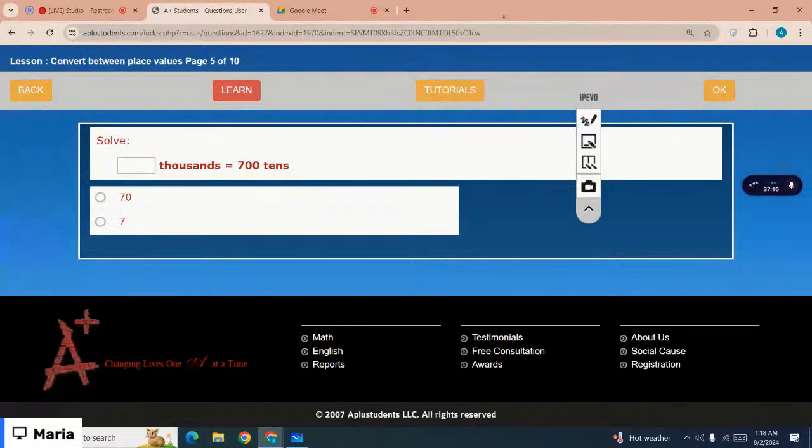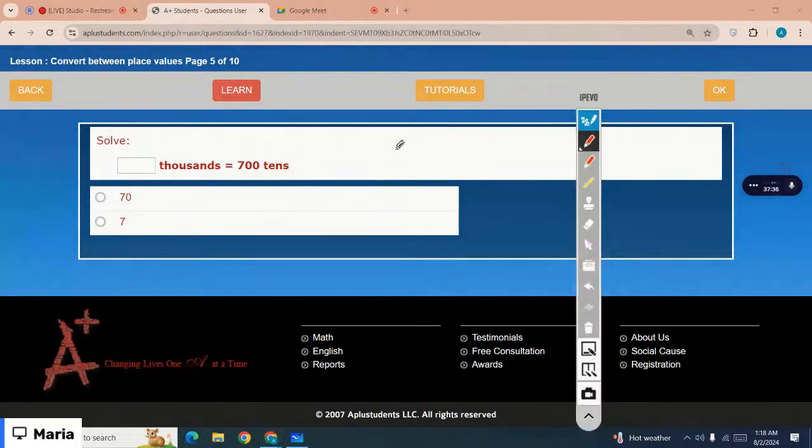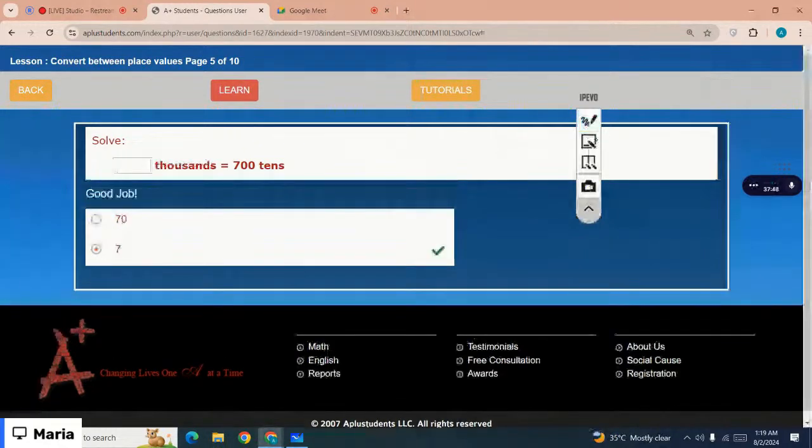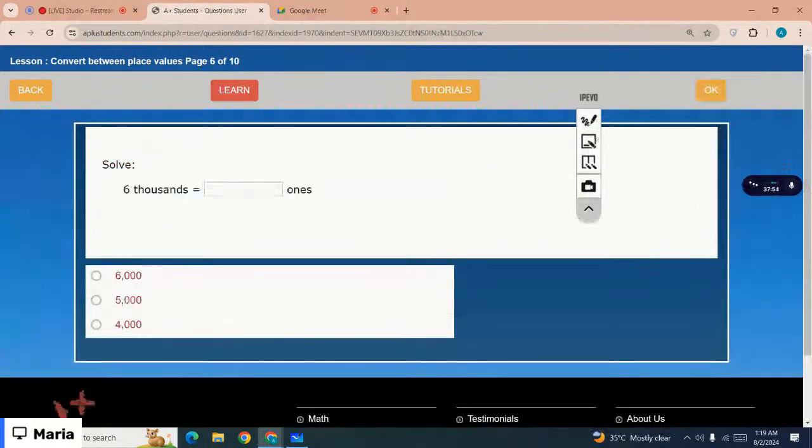Okay, 700 tens equal how many thousands? 700 tens equal 7,000, not 70,000. So the option is 7,000, not 70,000. 700 tens means 700 times 10, right? 700 times 10 is 7,000. So that is just 7,000.